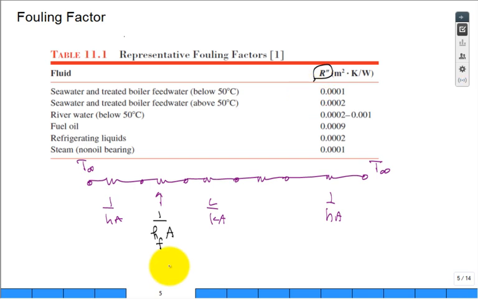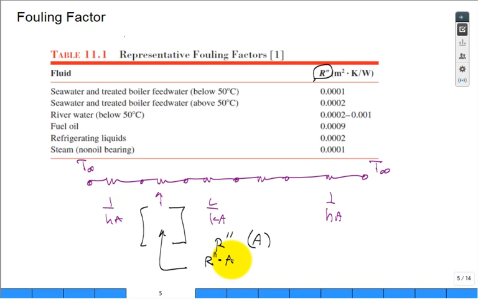Okay. So here's my question for you. Instead of putting it right here, that's not the answer. I need to know what is my resistance due to that fouling. Is it just R double prime, answer A, clicker question, or is it R double prime times my area for that inside or outside, answer B, or is it R double prime divided by A, answer C? Do you see the three choices? Let's go ahead and start that.